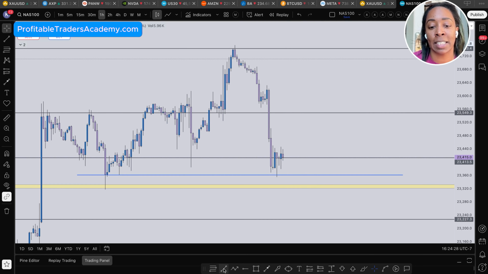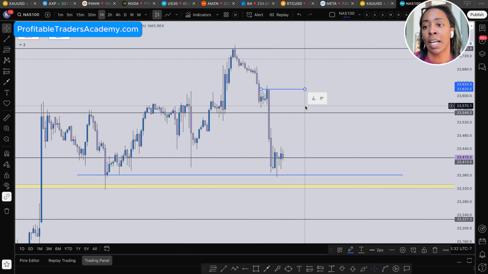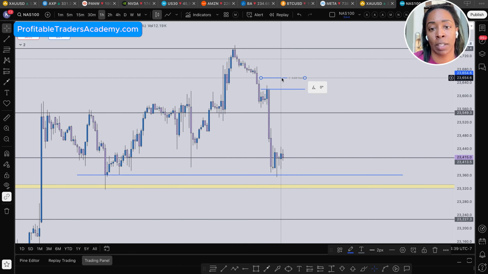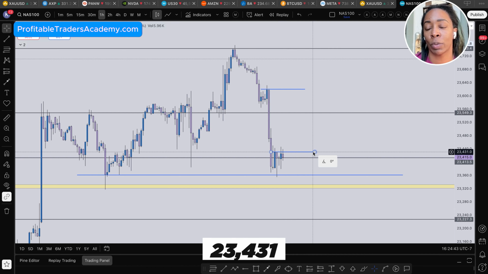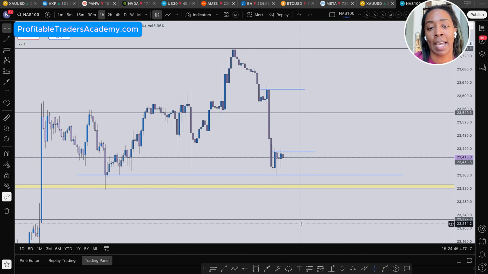And the first thing that I see here is this really obvious resistance point right here at 23,620. So what I'd be looking for is that level. And then I'd also be looking for another level that's down here, another resistance point. And this is at 23,431.